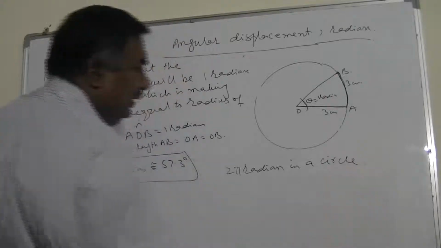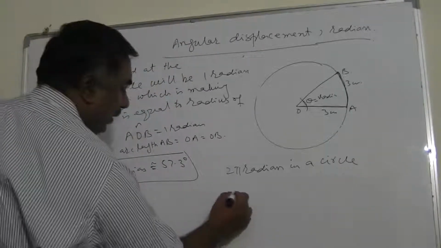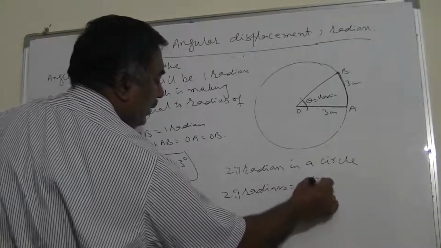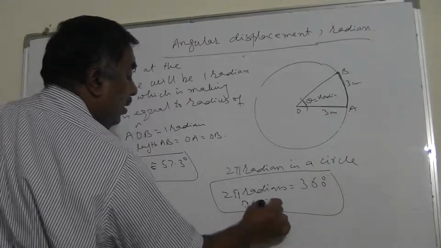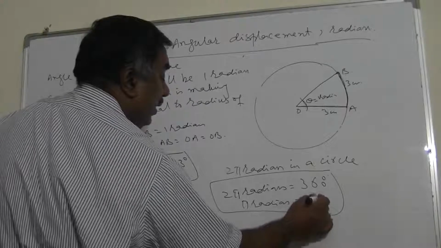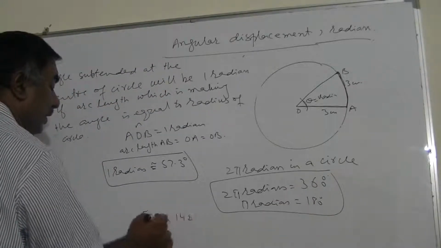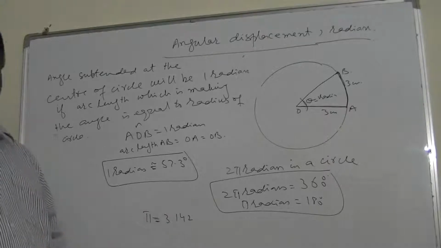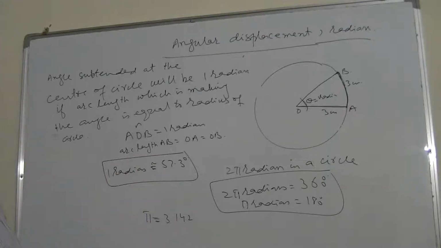When there are 2 pi radians in a circle, there are also 360 degrees. So I can always say that 2 pi radians is equal to 360 degrees, or I can say pi radians is 180 degrees, where pi is approximately 3.142 in physics. Although this is an approximation, it is an irrational number. It cannot be expressed in decimal or in fraction form accurately.